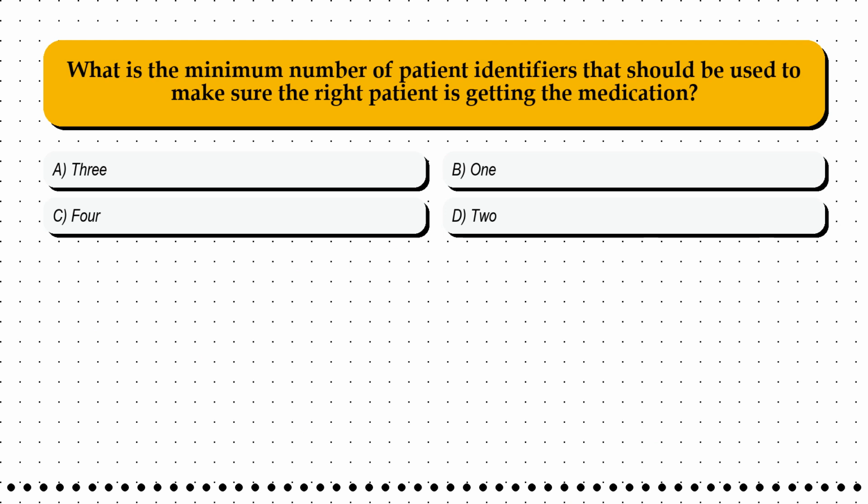Question 315. What is the minimum number of patient identifiers that should be used to make sure the right patient is getting the medication? Option A, 3. Option B, 1. Option C, 4. Option D, 2.